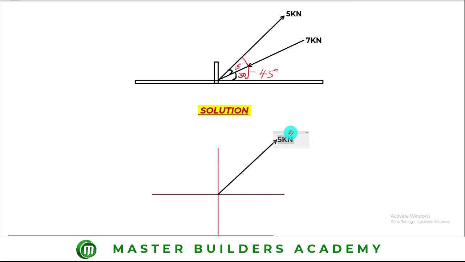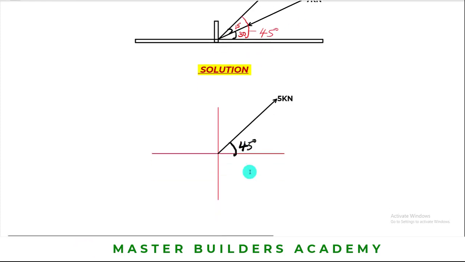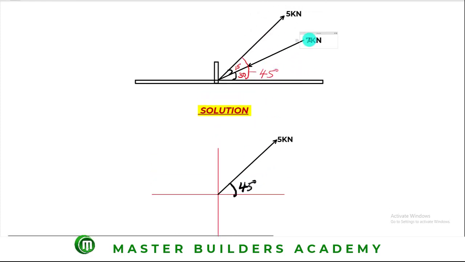So this is the 5 kilonewton, and the angle it makes with the horizontal is now 45 degrees. Are you there? Now again, when we check the next one, which is 7 kilonewton, you will find out that this 7 kilonewton will be coming out from the third quadrant. If you see the direction, as you can see from here, it will come out from the third quadrant, and this is the third quadrant here, as you can see in our new diagram, right? So all we need to do now is to allow this guy to come out from the third quadrant.